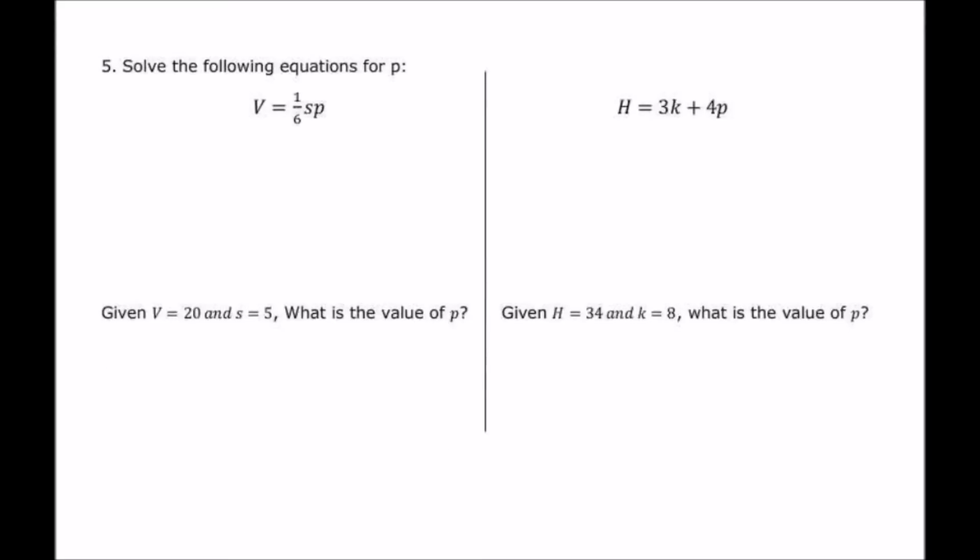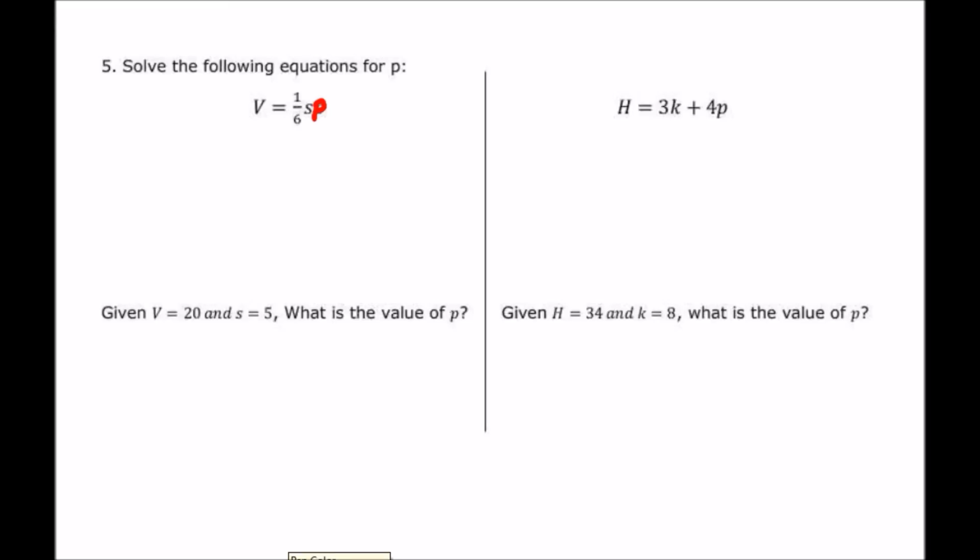Number 5 says solve for the letter P. Well, the letter P is right here. How about we put a little red on it? Put a little lipstick right here on the P. Okay, we want that P by itself. So I have to get rid of the 1, 6, and the S.